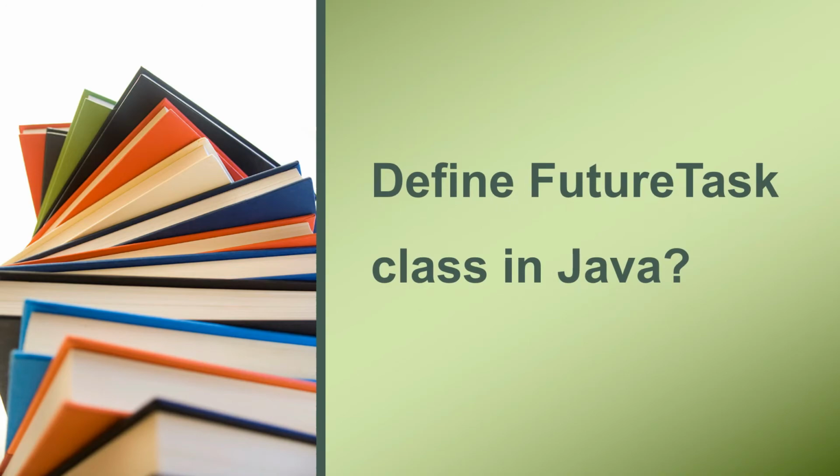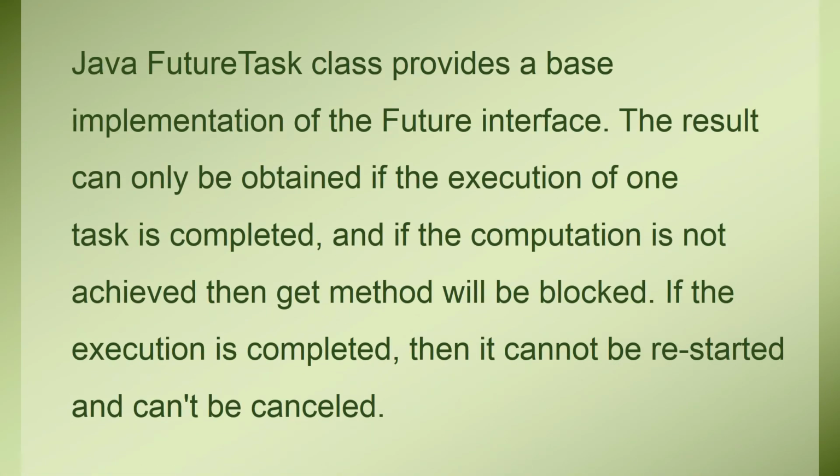Define the FutureTask class in Java. The Java FutureTask class provides a base implementation of the Future interface. The result can only be obtained if the execution of the task is completed, and if the computation is not completed, then the get method will be blocked. If the execution is completed, then it cannot be restarted and can't be cancelled.